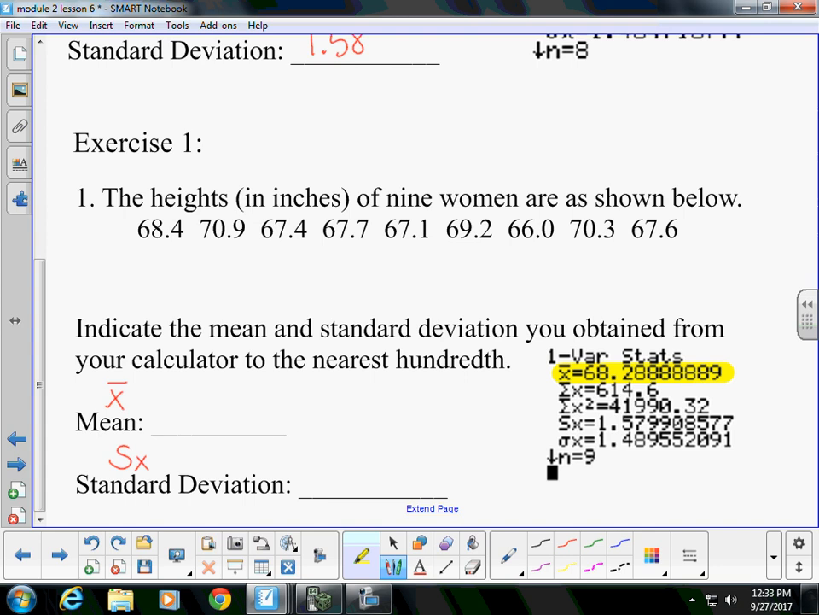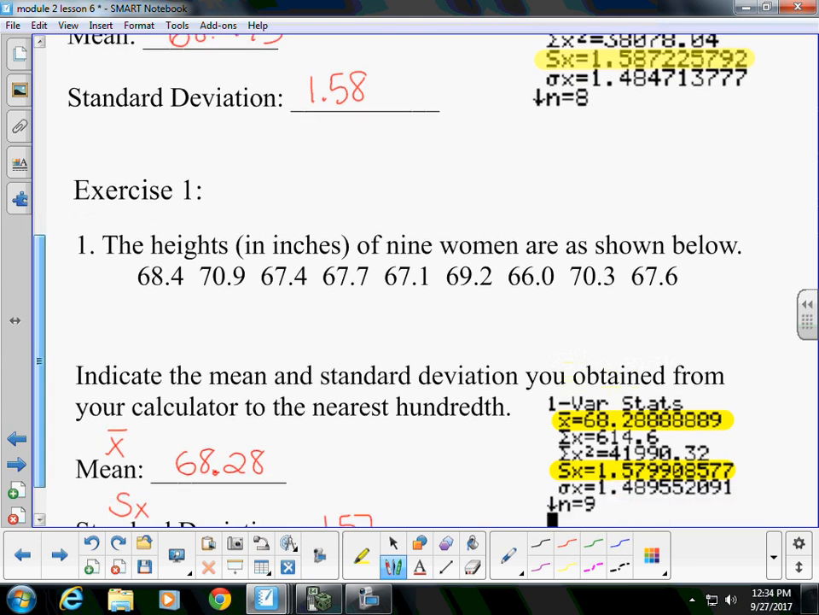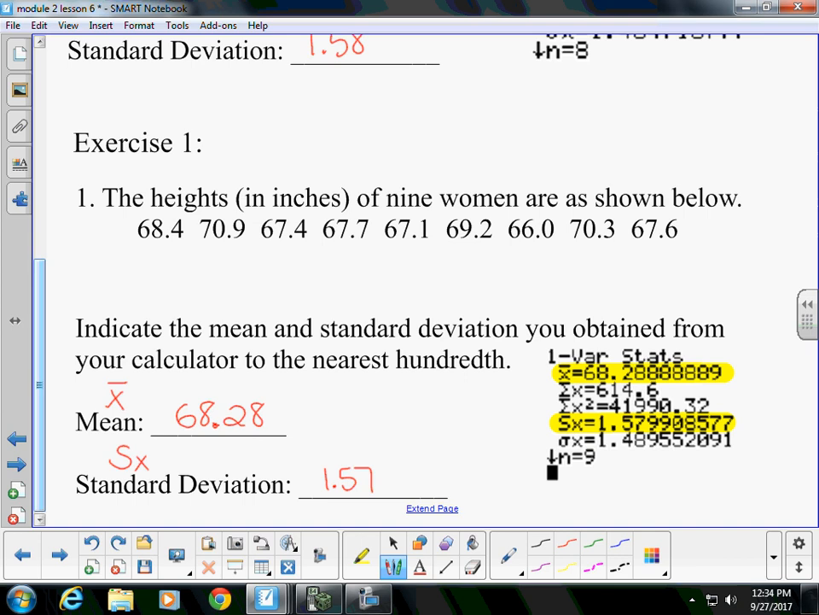The X bar is the mean, and it's 68.28. So that's the average height of the women, the mean height of the women. And then the S sub X is the standard deviation. So that's this one. And that's 1.57. So that's the standard deviation of the women. So the women came out to be a little bit shorter than the men, and their standard deviation is also a little bit smaller than the guys.